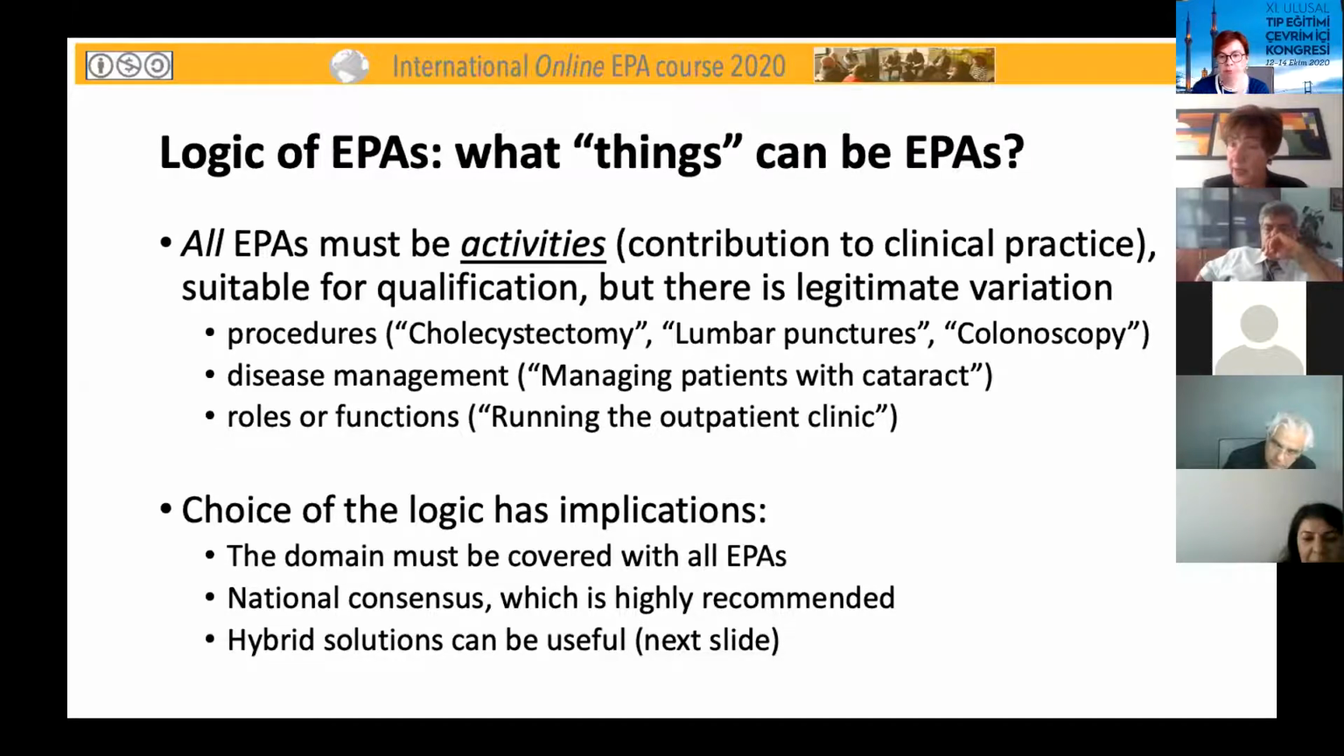When you are defining a curriculum or a residency training program, then of course it would be nice if the whole domain is covered with all EPAs. Of course, it's preferable to have a national consensus, but we also see that's a challenge too. I'm coming from tiny little Holland, so we managed to have a national consensus. And sometimes you have to look also for hybrid solutions.